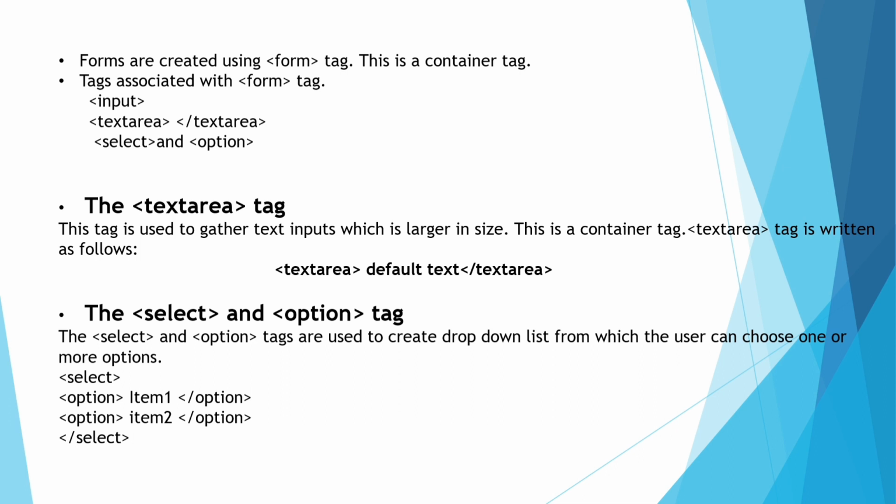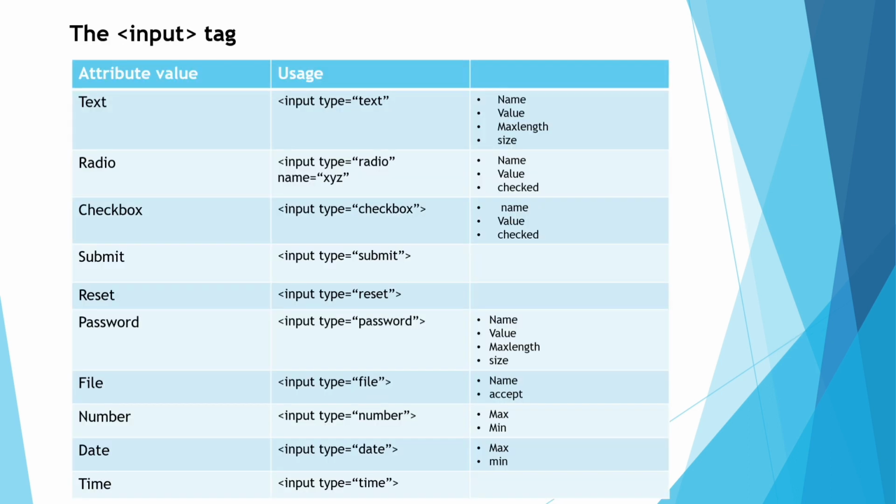For the select an option tag, when we have to create a drop down list to provide choices to the customer, we use the select tag. First, we will open the select tag and write the different options we have to give to the customers, and then we'll close the select tag also. For the input tag, there are different attribute values, and how we're going to use them will be more clear if we solve a question related to this form.